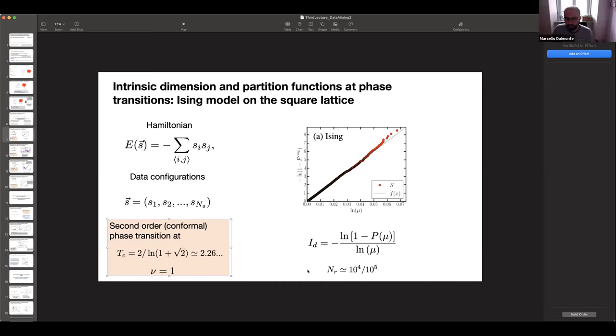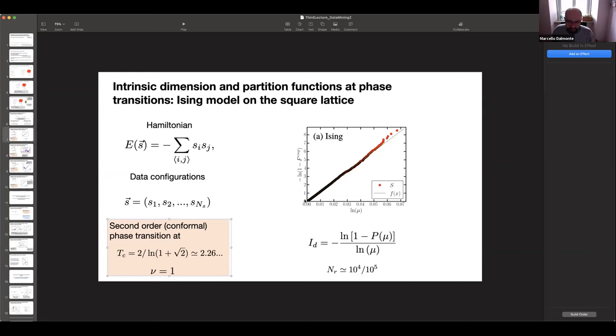Many body configurations. And then how do we extract intrinsic dimension? Well, we have this probability, I recall, mu, which is the ratio between the next nearest neighbor distance and the nearest neighbor distance. In the previous slide, RG is the renormalization group. So this value of mu is the ratio between next nearest neighbor and nearest neighbor's distance. And what one does to extract ID is just plot these two curves.